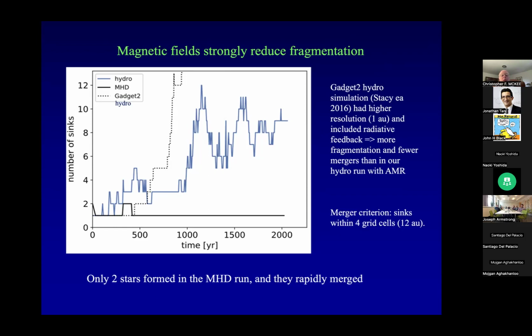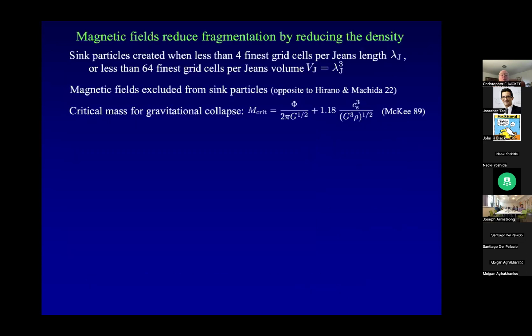Then the black dotted line is an earlier simulation that Athena did that had higher resolution of 1 AU and included radiative feedback. So it had more fragmentation and fewer mergers than our run with AMR. So as I've emphasized, only a couple of stars formed in the MHD run and they rapidly merged. So the magnetic fields reduce the fragmentation by reducing the density.